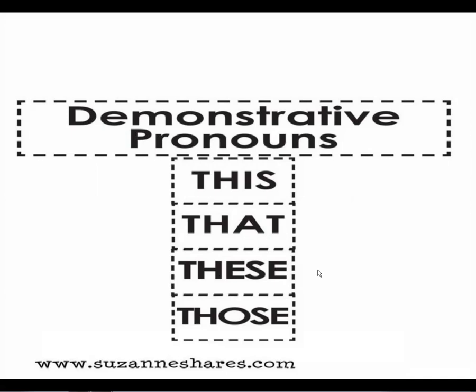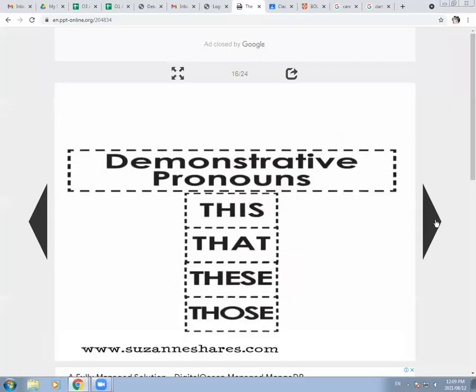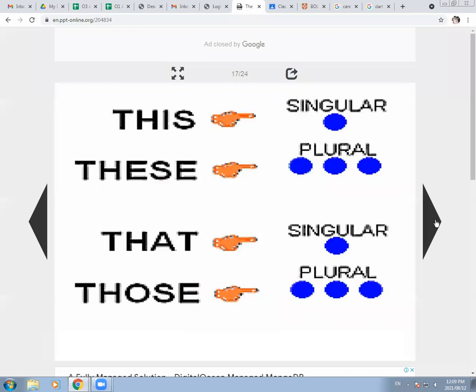This is for something that is near to you. These is also for something that is near to you. And that and those are the words you use to refer to something that is far away. Okay? I hope it is clear. Let's move forward. I am reading your answers from the chat box as well. What is that thing? Very good. So this singular, these plural, that singular, those plural. Clear?